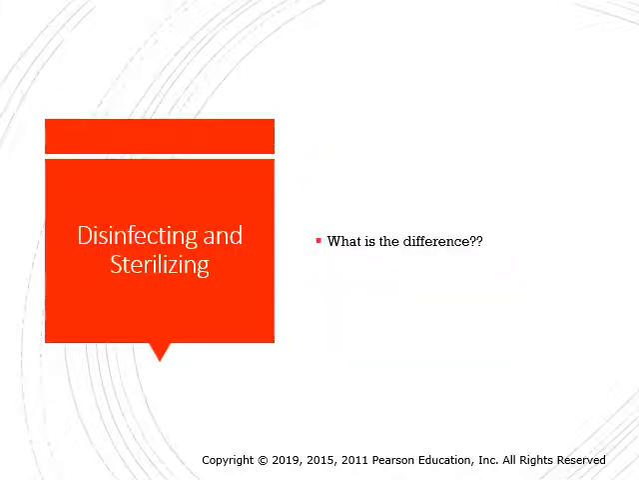Okay, disinfecting and sterilizing, what is the difference? So both disinfection and sterilization are decontamination processes. Disinfection involves eliminating or decreasing the number of harmful organisms, while sterilization kills all microorganisms. So disinfection is a process that we can do on the nursing unit. Housekeeping would carry out those types of tasks.